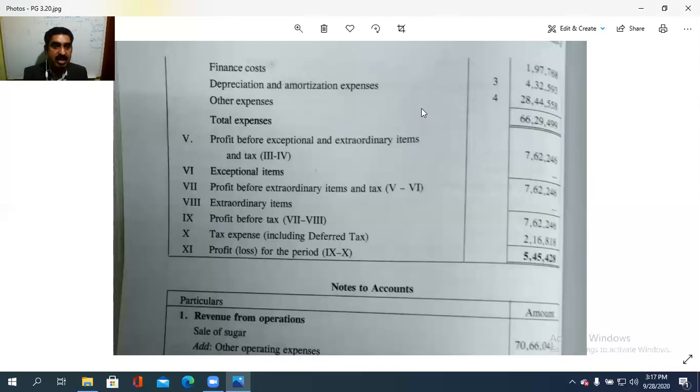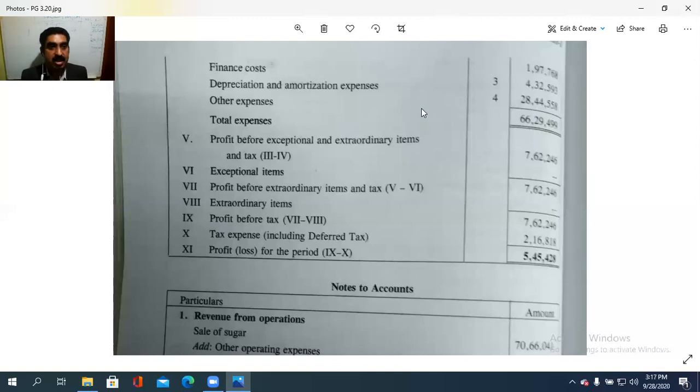Take the difference between these two, and we will get the profit before exceptional items, extraordinary items and tax. We need to deduct the exceptional item, then profit before extraordinary items and tax. We need to deduct the extraordinary item, then we get profit before tax. And after that, the tax is also to be deducted. We are getting the net profit or net loss for the period of that business. So in this way, we are preparing the statement of profit and loss for the final accounts of companies.